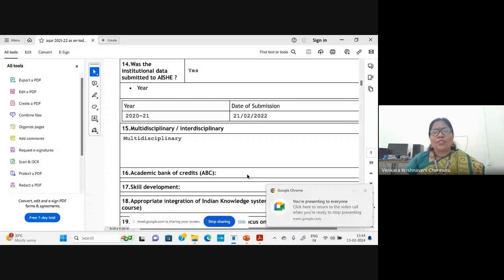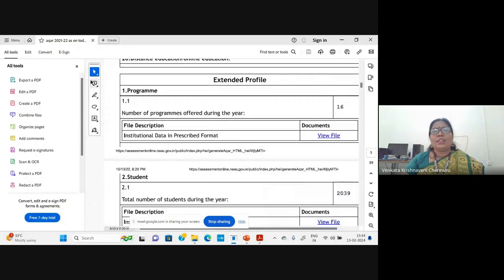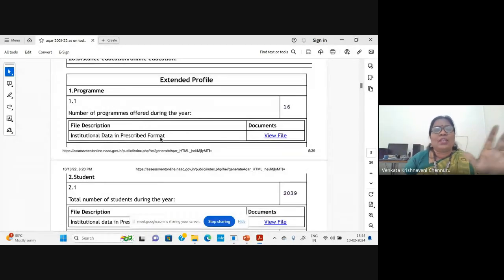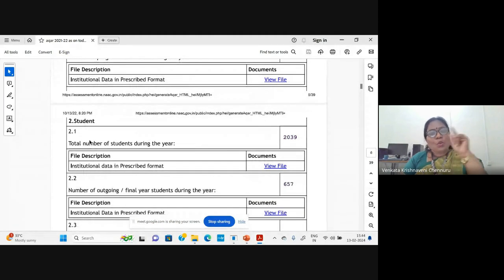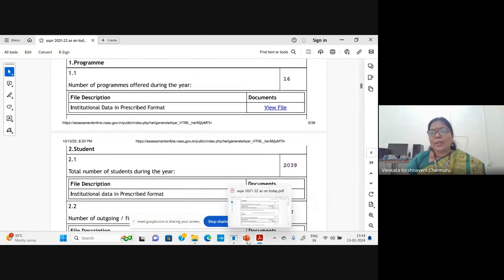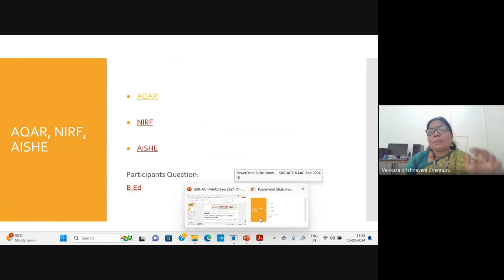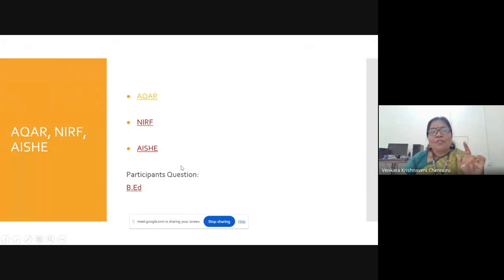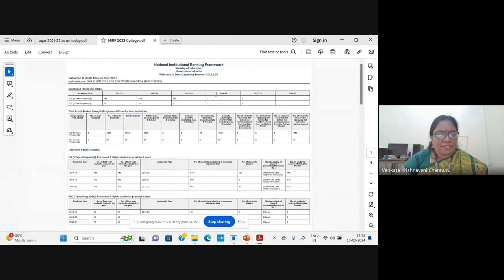So, number of programs offered during the year. For example, look at only the questions here, number of programs. The question they asked is number of programs and total number of students during the year. What are the total number of students during the year? For example, if our college is offering a degree, a 3-year course, then what is the answer for this question? First year, second year, third year, running students. That total we will be answering here. Okay, that is about the students' basic information asked by AQAR. We will take another example, NIRF.